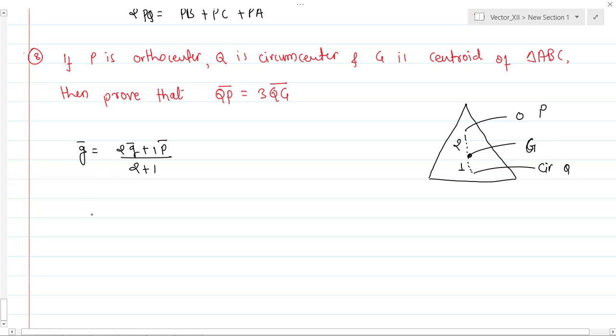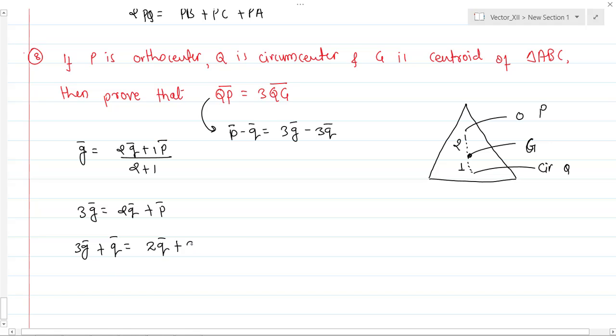Okay, let's solve this. So this becomes 3 G bar equals 2 Q bar plus P bar. If you open this, what I will get is P bar minus Q bar equals 3 G bar minus 3 Q bar. What we don't have here is 3 Q bar, so let's add Q bar on both sides. So 3 G bar plus Q bar equals 2 Q bar plus Q bar plus P bar.